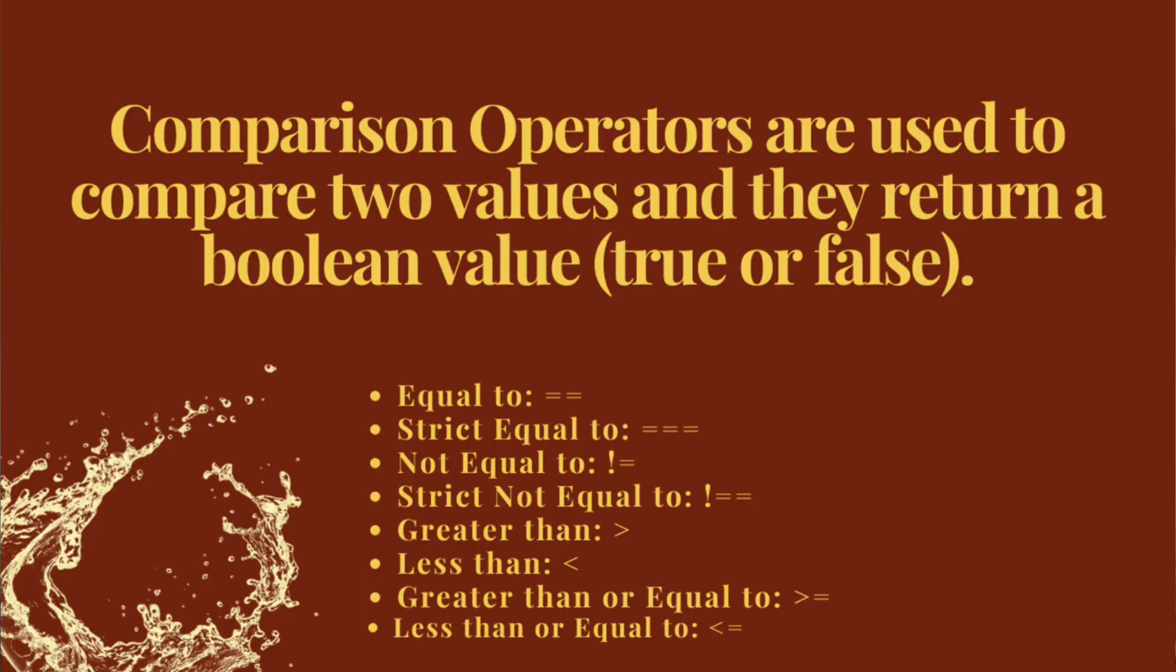They are used to compare two values and they return a Boolean value, that is true or false. If the comparison is correct, they return the true value, and if the comparison of the two values is incorrect, they return a false value. We have so many operators under the comparison operator.